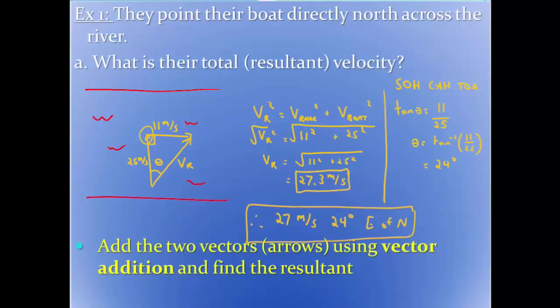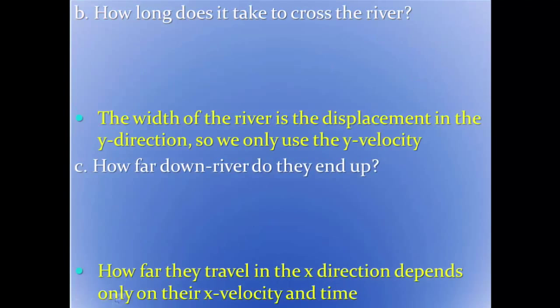So the hint at the bottom, of course, is add the two vectors using vector addition and find the resultant. Tip to tail was crucial, then the Pythagorean theorem, and then using trigonometry to find your bearing angle. So that's part A. Let's move that along now.